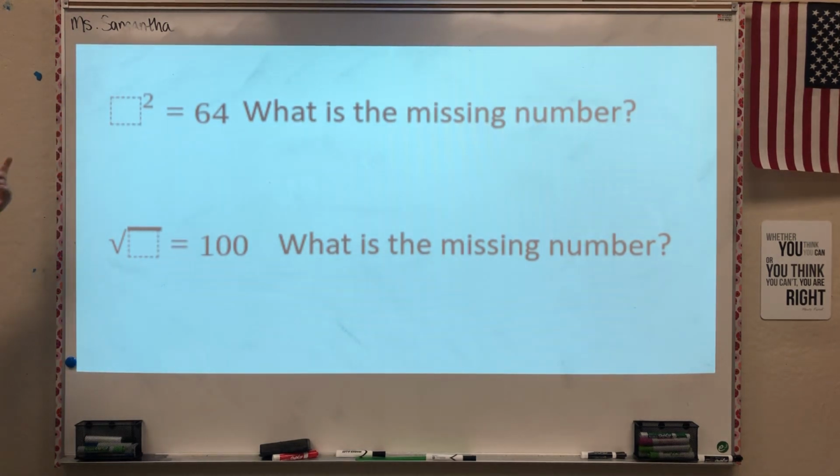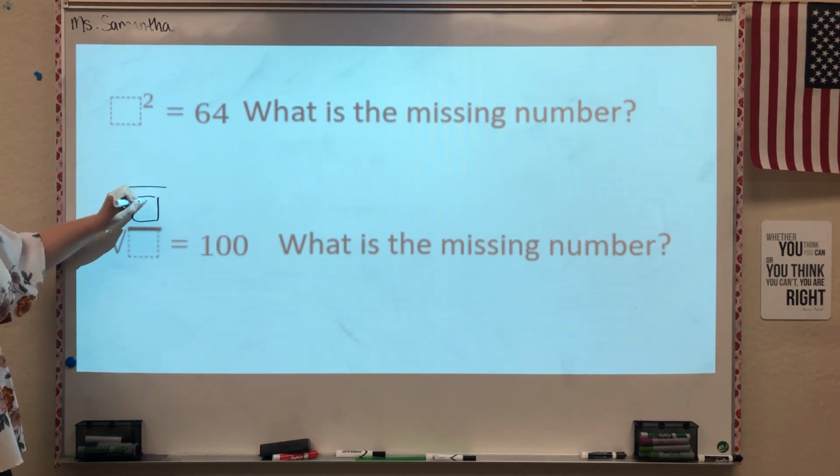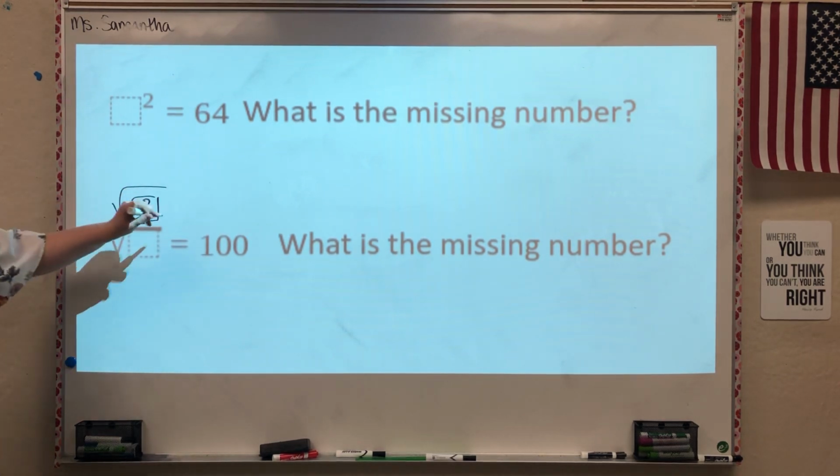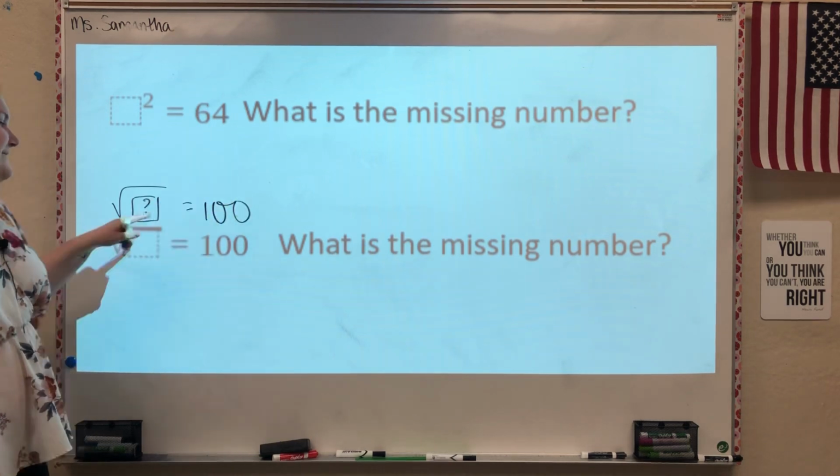They both have the same question. What is the missing number for this problem? And what is the missing number for this problem? It's a little hard to see, but we're trying to find what number is inside that square root. What would this missing number here be?